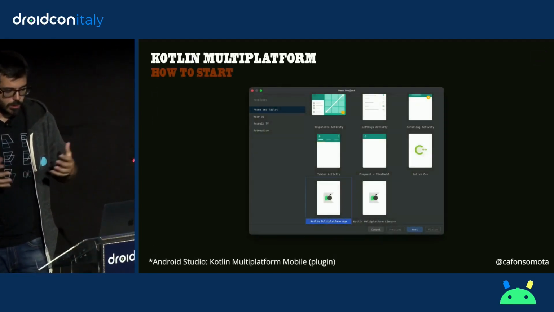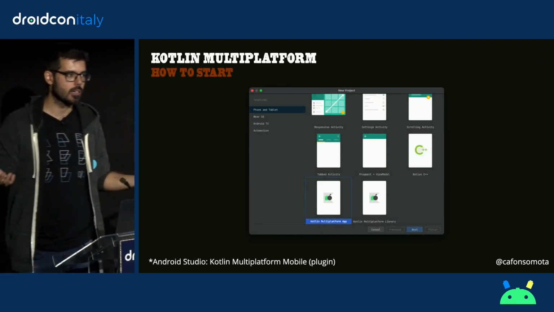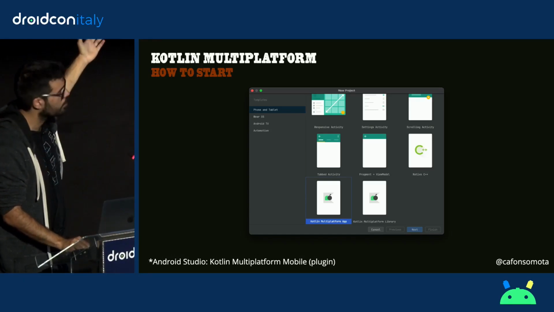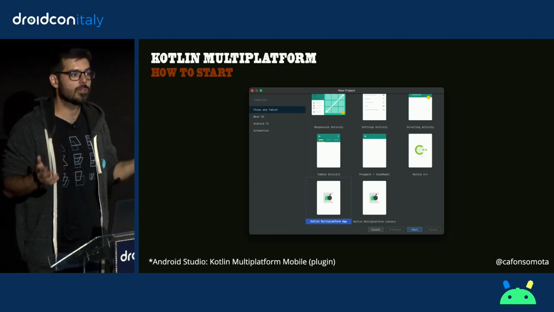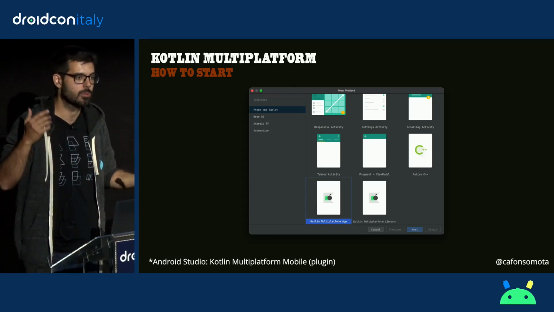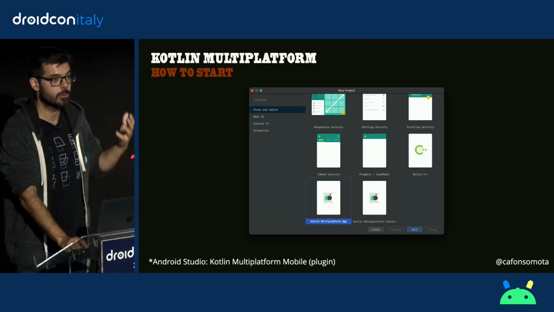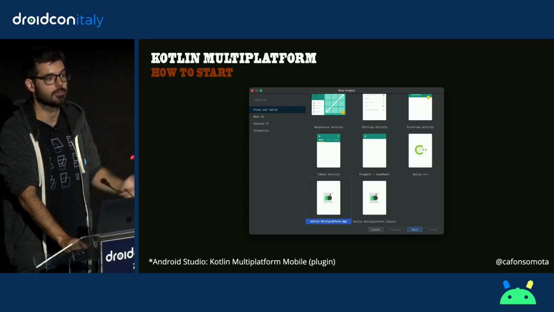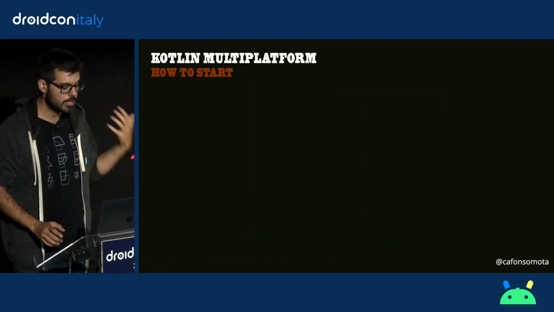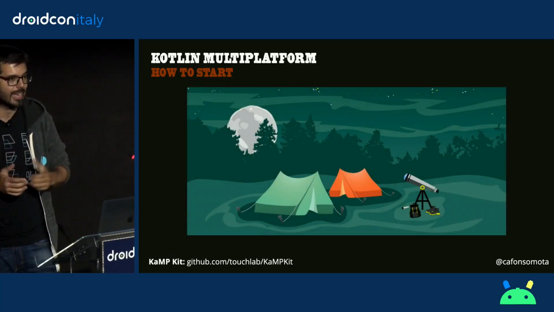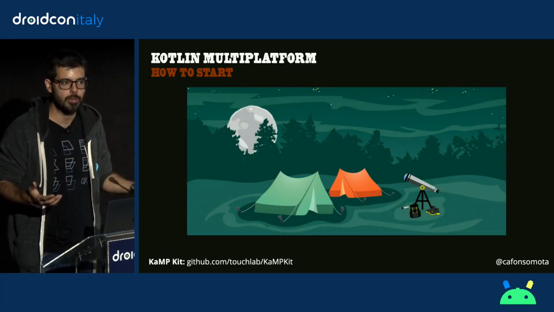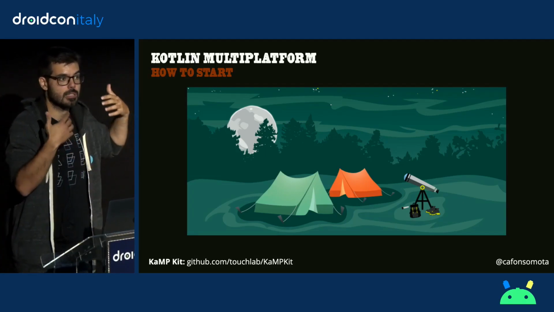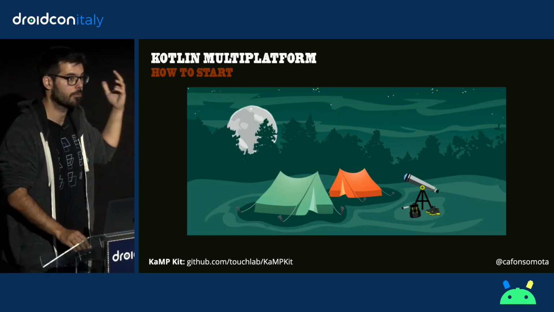When we talk about Kotlin Multiplatform, how can we start? You just need to install the Kotlin Multiplatform Mobile plugin, and you can create a simple project from Android Studio. Of course, you also need to have Xcode installed if you want to run it for iOS, but you can run it on the simulator directly from Android Studio, which is great. There is also a simple project called KaMP Kit, done by TouchLab. It's updated to the latest libraries, and a lot of people are starting to develop Kotlin Multiplatform from it.